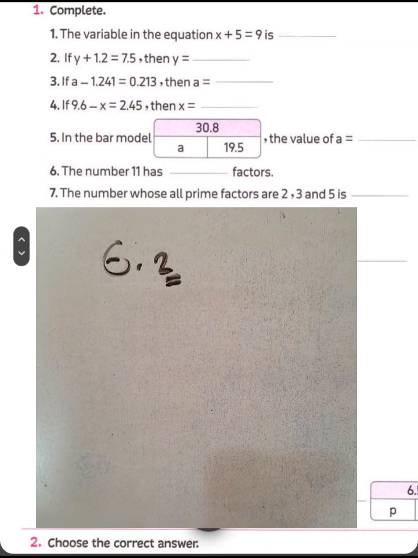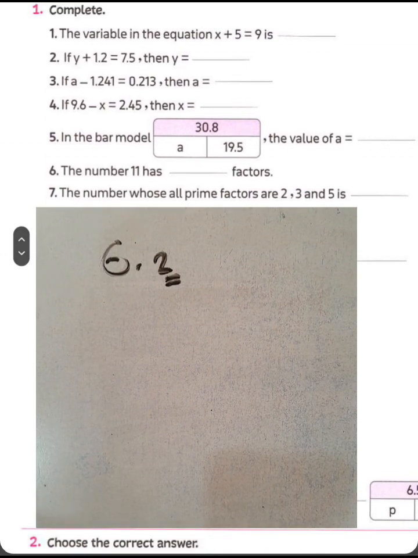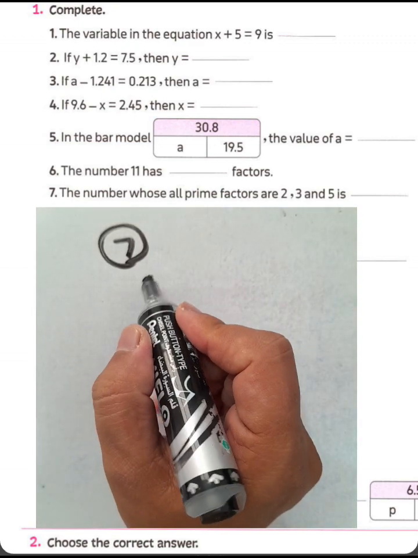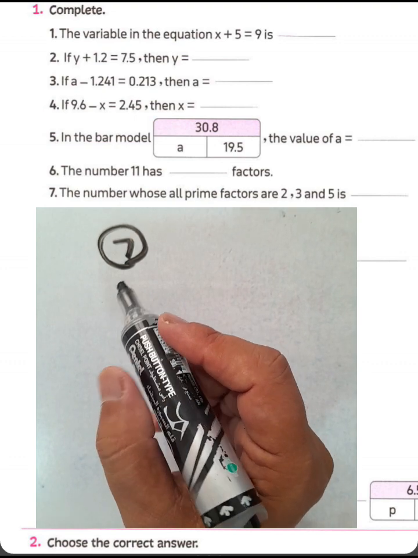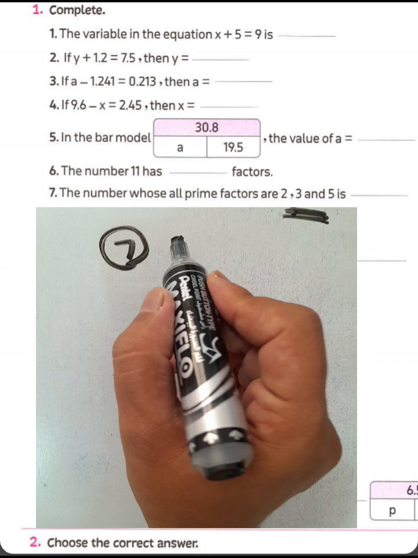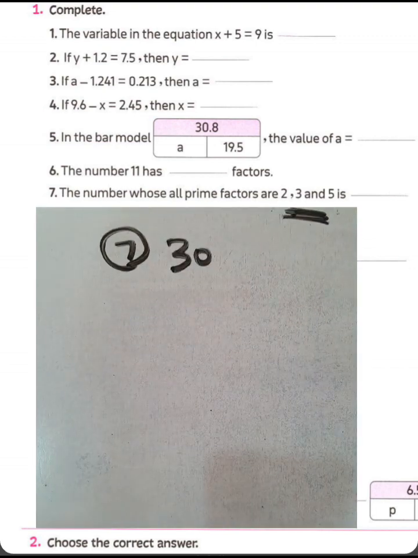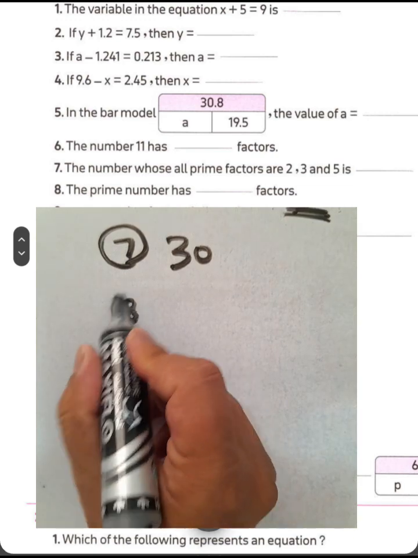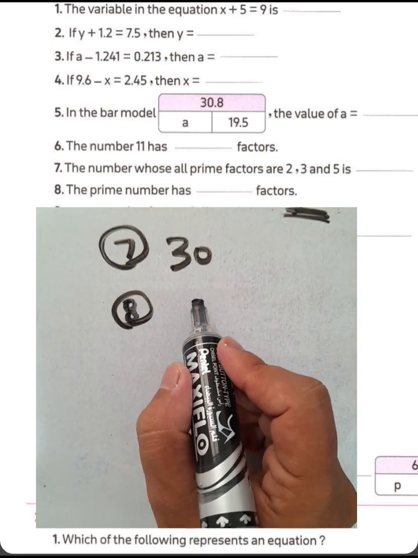Number 7, the number whose all prime factors are 2, 3, 5. You can multiply all factors here to find the number. 2 times 3 times 5. 2 times 3 equals 6. 6 times 5 equals 30. Then question number 7, the number whose all prime factors are 2, 3, 5, it will be 2 times 3 times 5, it will be 30. Question 8, The prime number has two factors.